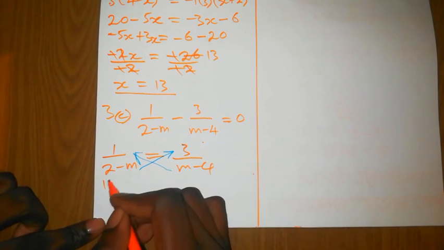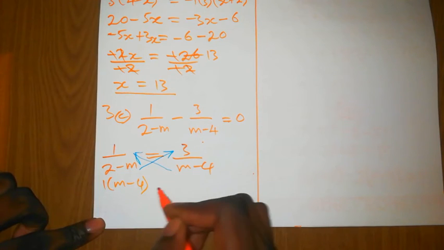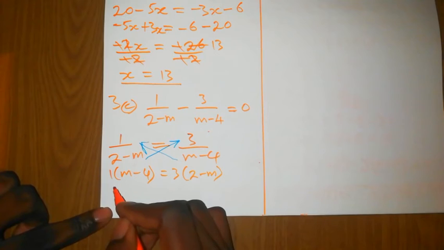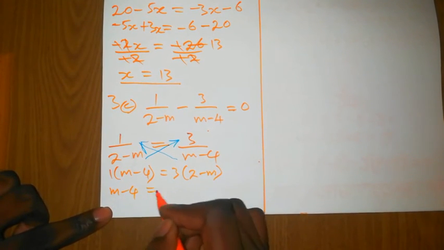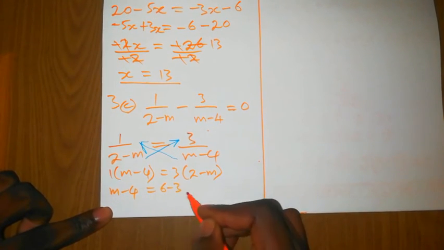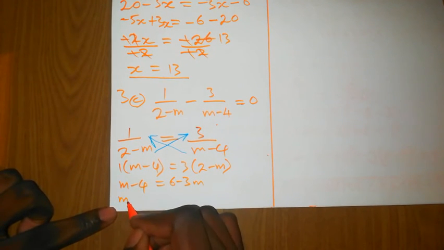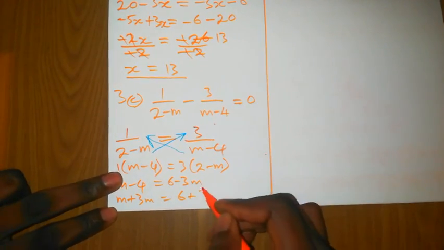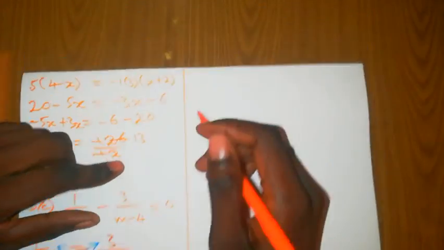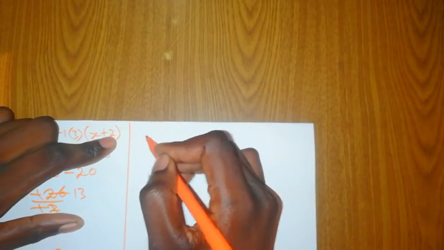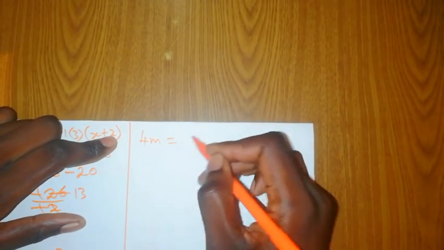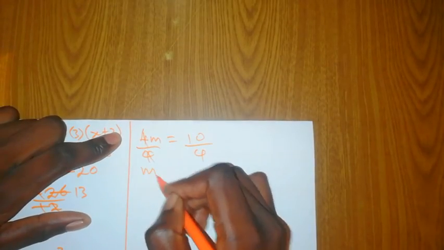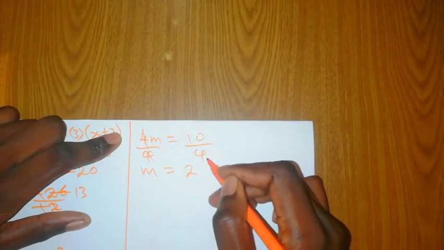So it's now 1 bracket m minus 4 close is equal to 3 bracket 2 minus m close. It's now m minus 4 is equal to 6 minus 3m. I then collect my like terms. Now m plus 3m is equal to 6 plus 4. So it's now your 4m is equal to 10. I divide both sides by 4. So now m is equal to 2 and a half.